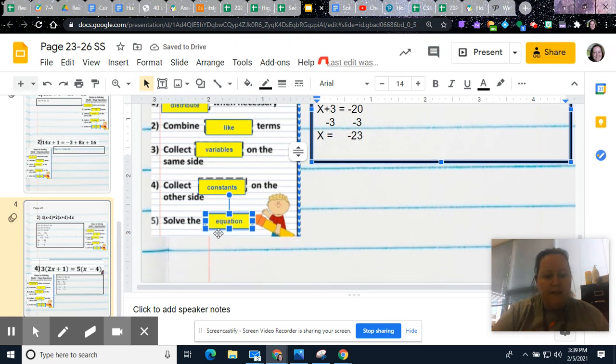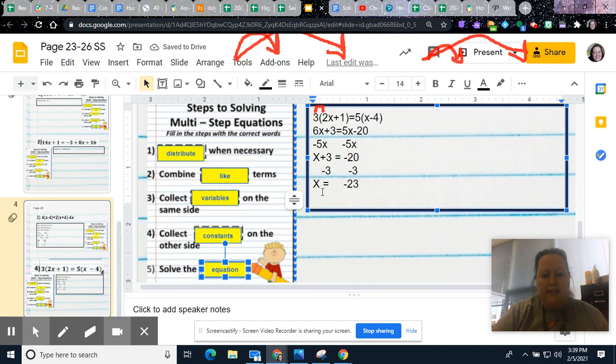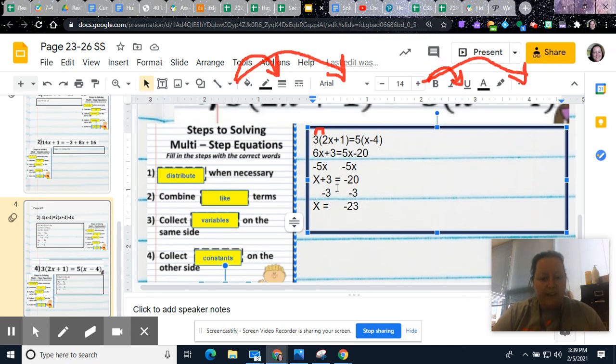And then normally you would have to solve the equation, but we already got x by itself, so that means we are finished. One last word of advice. You do not want to multiply or divide on both sides of your equation until the very end. Everything is adding and subtracting while you're moving things, and then it's only at the end that you will multiply or divide. So hopefully that will help.